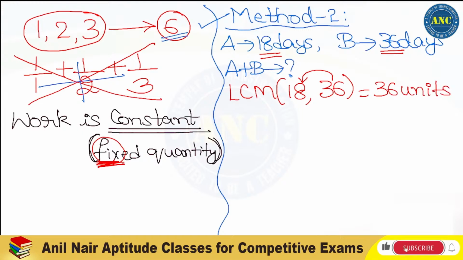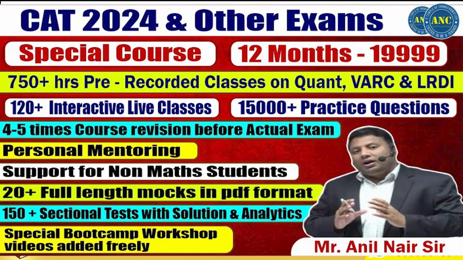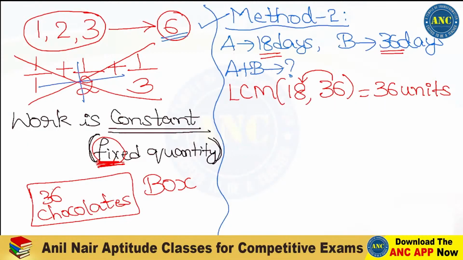That means I will assume that 36 units of work need to be completed. This is my assumption, please listen carefully. For example, suppose there is a box with 36 chocolates inside it. My task is to ask my friends to distribute these 36 chocolates which are inside the box.